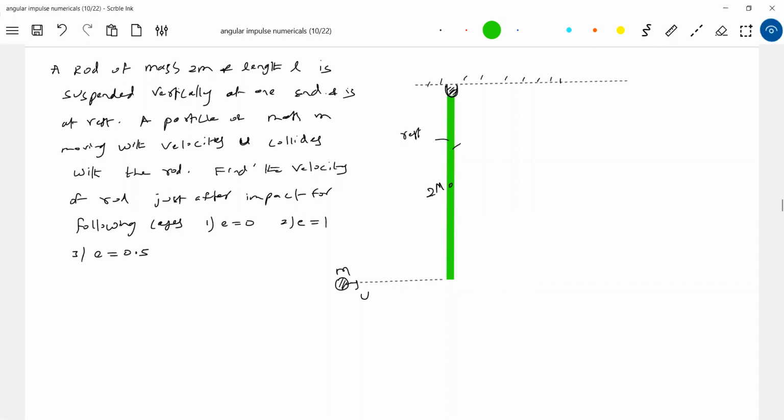A particle of mass m moving with velocity u collides with the rod. Find the velocity of the rod just after impact for the following cases: e equal to 0, e equal to 1, e equal to 0.5. The moment it collides, this is very important. The rod is injured.